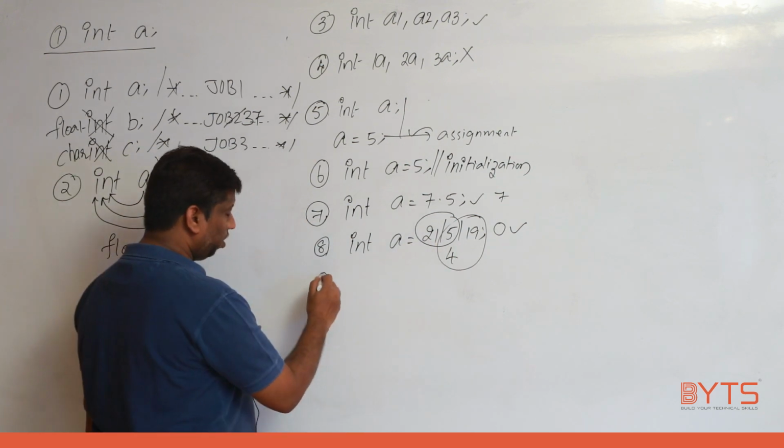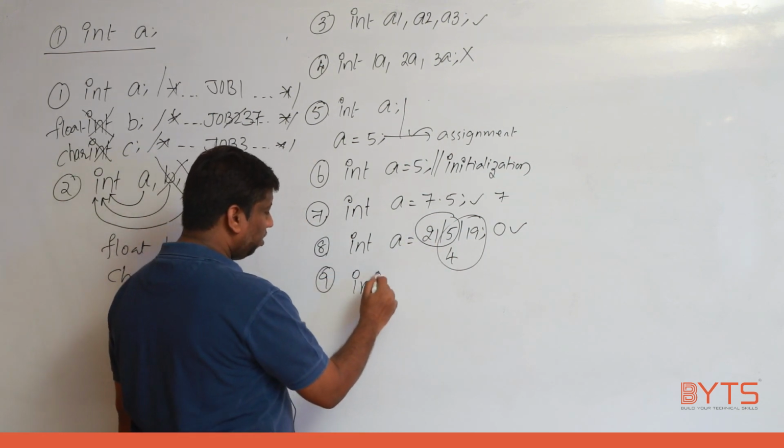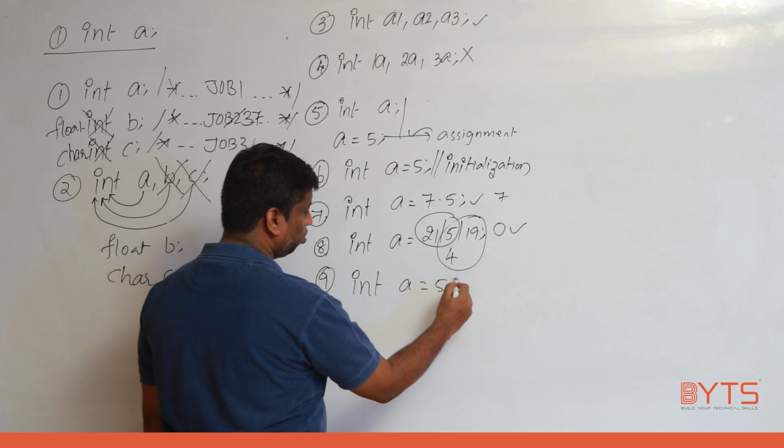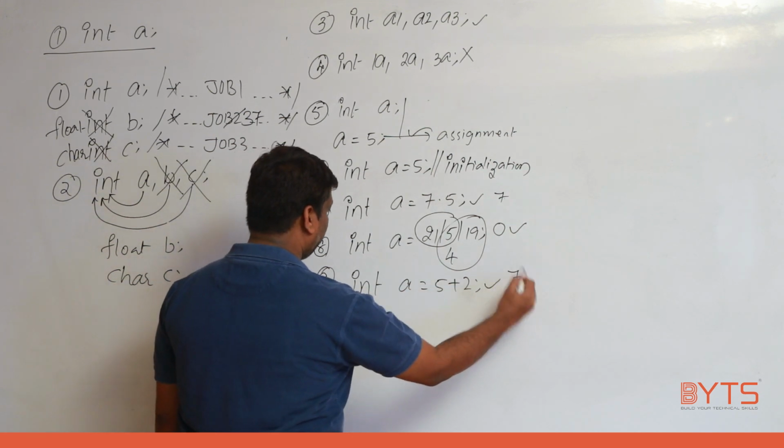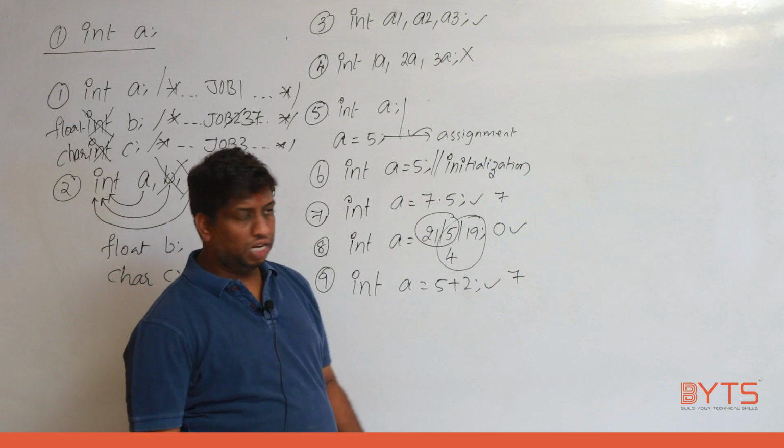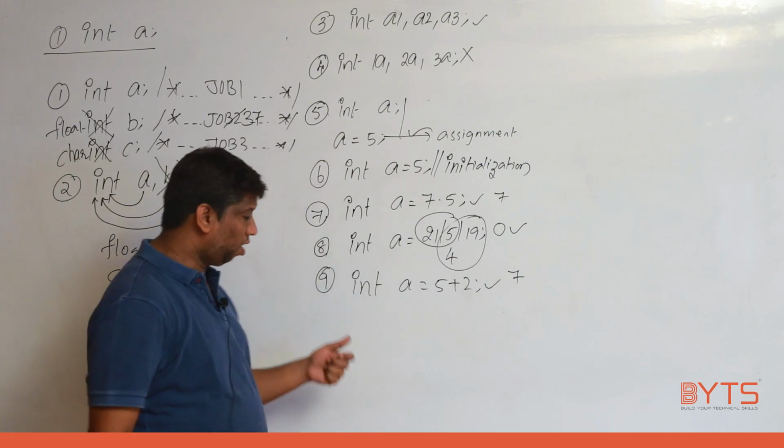Okay. Let me give you another one so that you will get clarity. int a = 5 + 2. Is this valid or not valid? Valid. What is the value of a? 7. Try to understand, this is also valid only. Not required to worry at all.